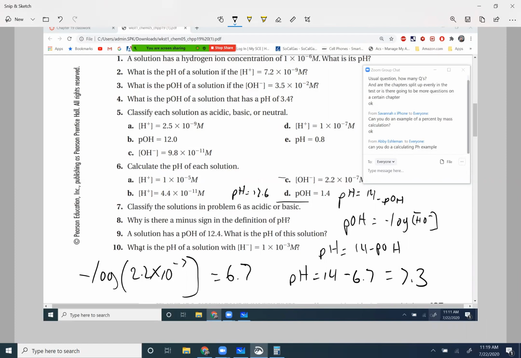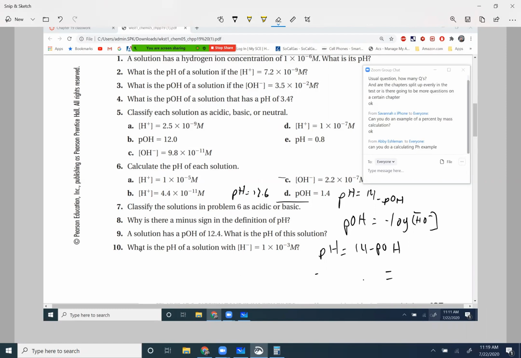But on the test, they're more like question 5, where it simply says, looking at this number, is this acid, base, or neutral? Whenever you're looking at the number and you're not actually plugging in calculations, then you just want to look at the exponent. That's why it's called powers of hydrogen, because the exponent's more important than the number. The number just kind of moves it a little bit, not that much.